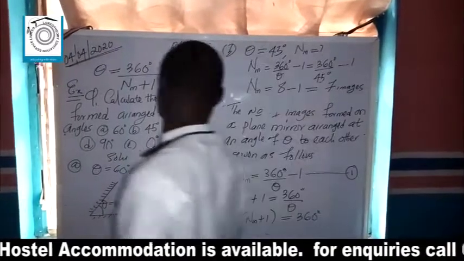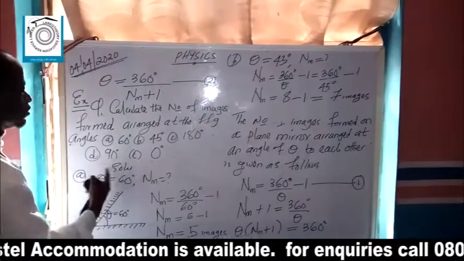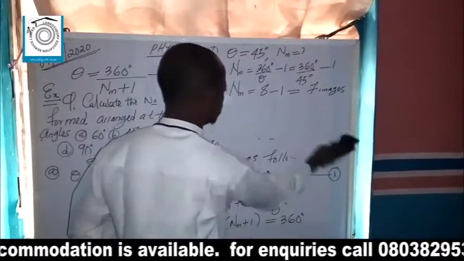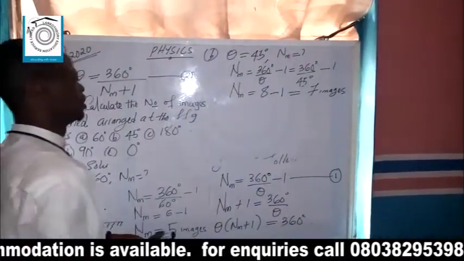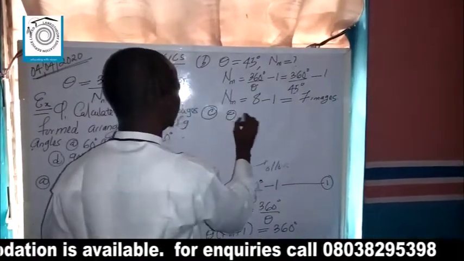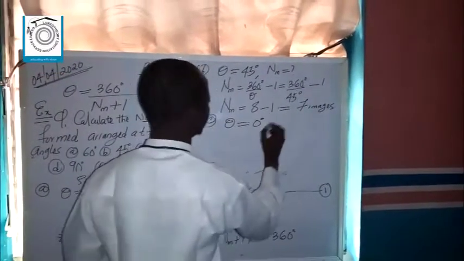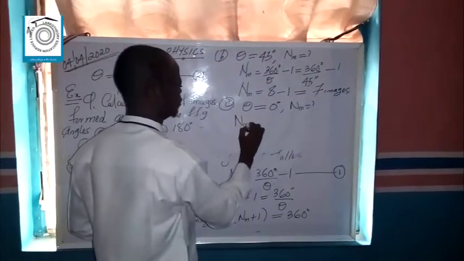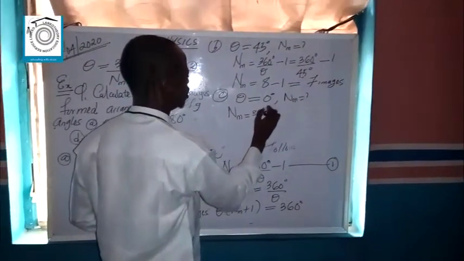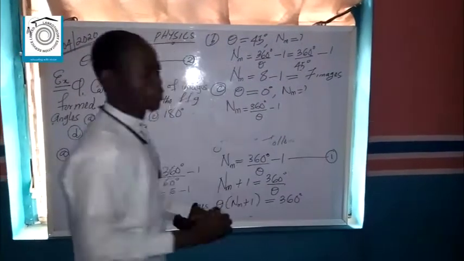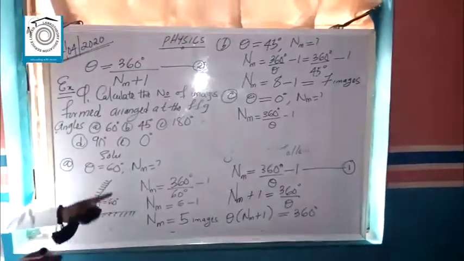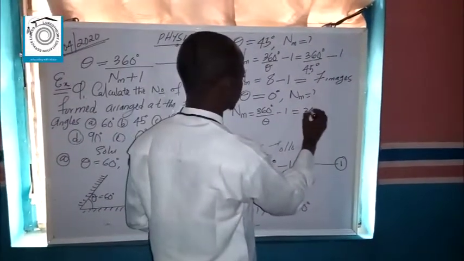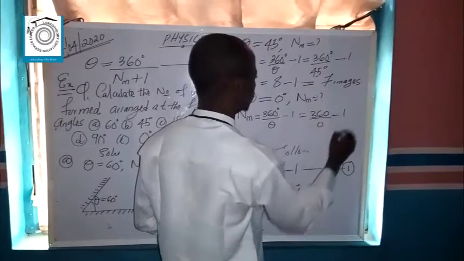So vertically, you can try to do C and D by yourself. Let me go for E. When the angle between the mirrors is exactly 0 degrees, theta is equal to 0 degrees. The number of images formed is unknown, which means N is equivalent to 360 degrees upon theta, minus 1. And the value of theta here is 0 degrees, which simply means that we have 360 upon 0, minus 1.